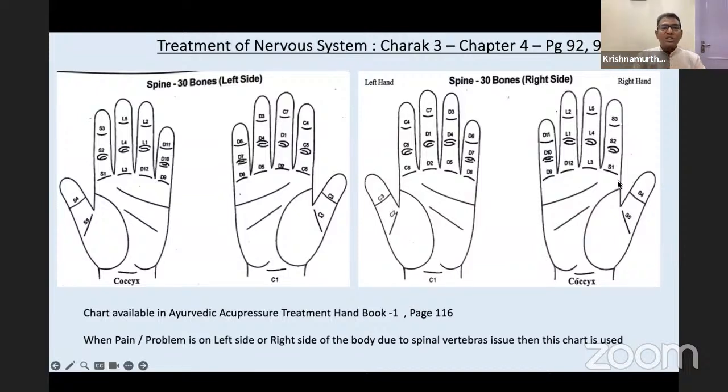Now the problem is in C5, let's say. No, I'll come to it later. So this is C1. The chart is going from here: C1, C2, C3, C4, C5, C6, 7, 8, 9, 10. It is flowing like this. On the right side of the bone, if there is a problem, you use this. Here it will start from this thumb. C1, C2, C3, like this it will go.